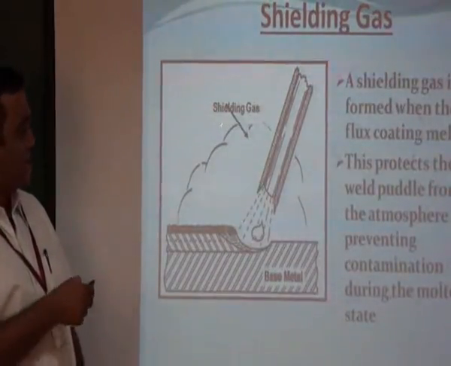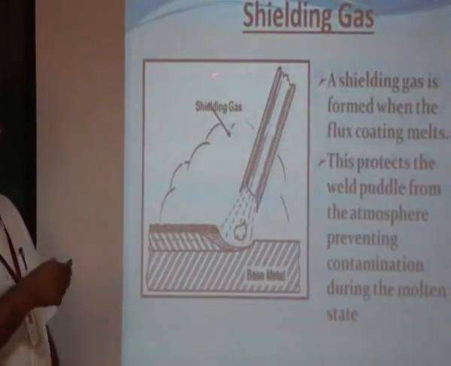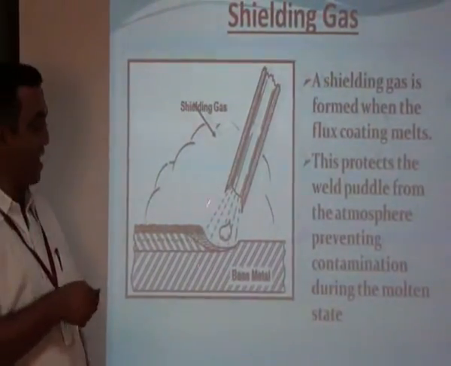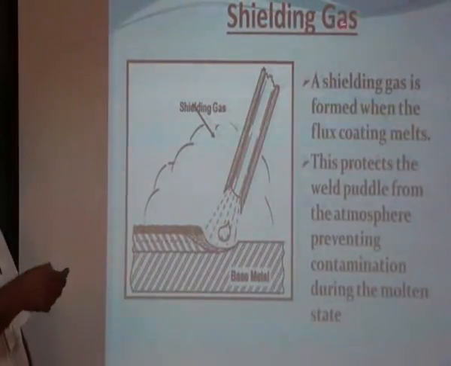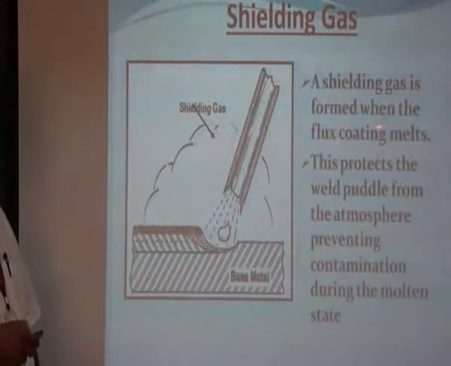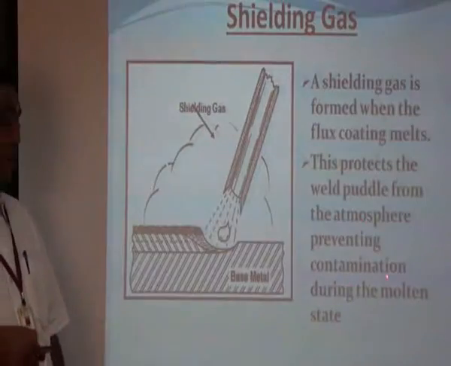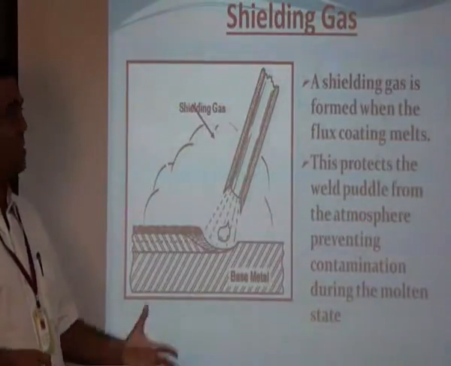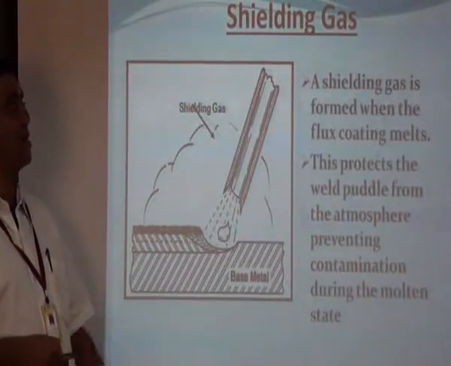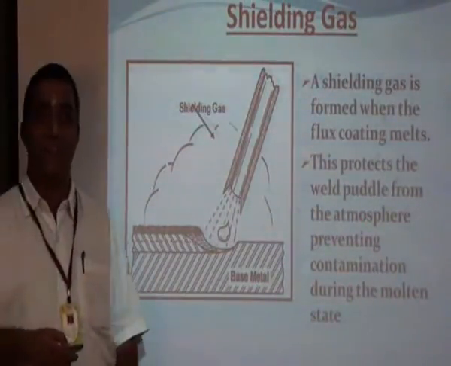Now the shielding gas. Let us now discuss how the shielding gas is produced in shielded metal arc welding. The shielding gas is formed when the flux coating melts. This protects the weld puddle from the atmosphere, preventing contamination during the molten state. This is the burning. That's why it is called shielding gas.